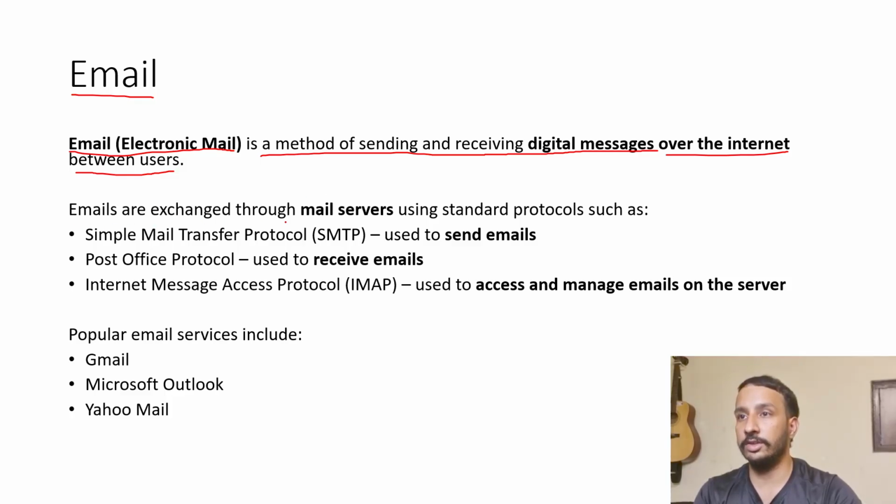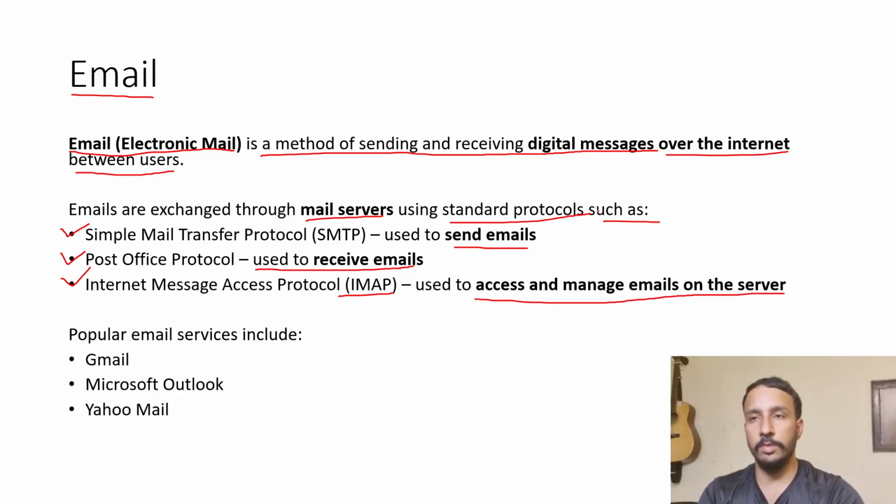Emails are exchanged through mail servers using standard protocols. The first protocol is Simple Mail Transfer Protocol, which is SMTP, used to send emails. Then there is Post Office Protocol, used to receive emails. And then there is Internet Message Access Protocol, IMAP, used to access and manage emails on the server. So basically, when you send an email, you use SMTP. When you receive an email, you use POP, which is Post Office Protocol.